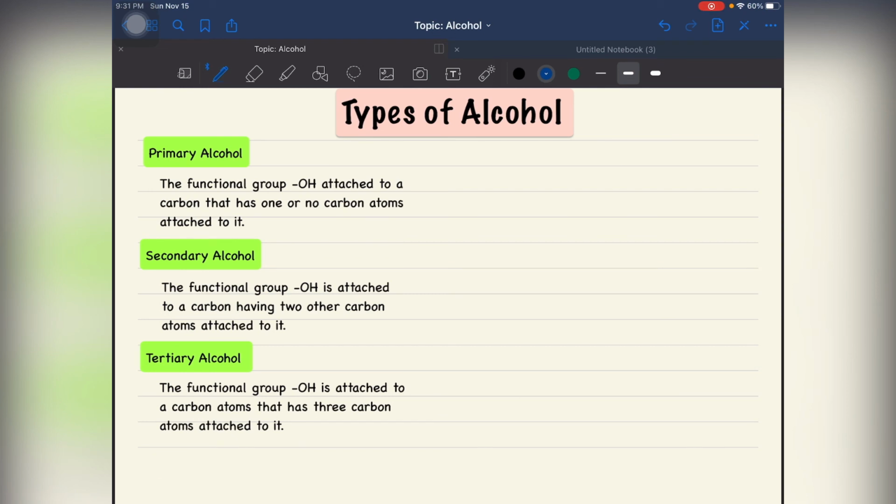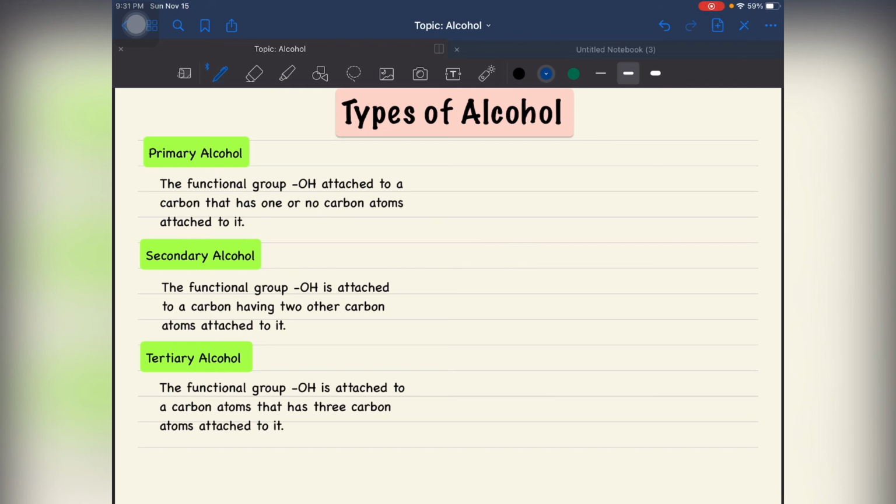Aside from that, we also have these types of alcohol. Actually, these types of alcohol are also connected with the types of carbon. If you have familiarized the types of carbon, so itong types of alcohol is very easy lang para sa'yo. So, let's read the definition of the following. When we say primary alcohol, the functional group OH is attached to a carbon that has one or no carbon atoms attached to it.